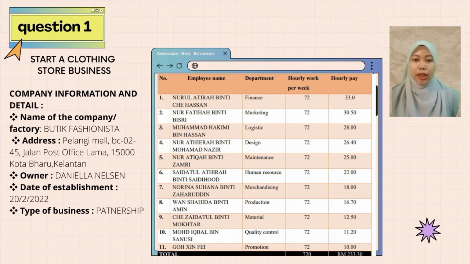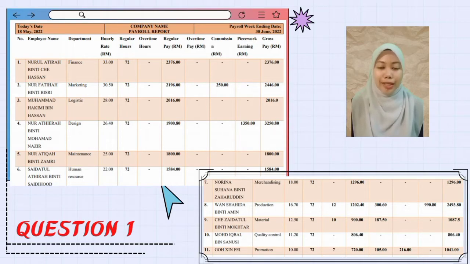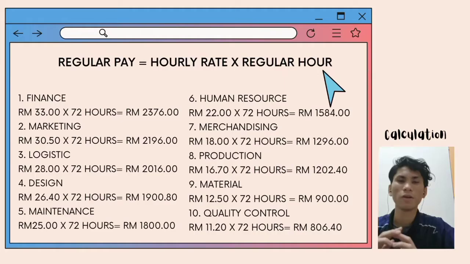This is the name of the employee, department, and all details for the employee used in the payroll report. The total pay per hour is RM233.3. In this salary report for all departments, the hourly rate is not the same for each employee. The regular hour is 17.2. Only 3 employees have overtime hours. This payroll report has overtime hours, regular pay, overtime pay, commission, piecework earning, and gross pay. The total gross pay of all employees is 20,197.5.